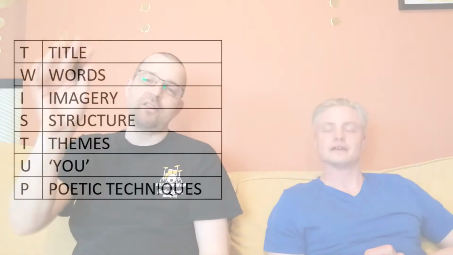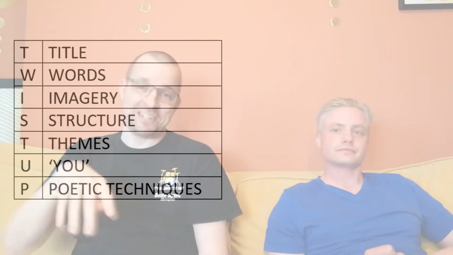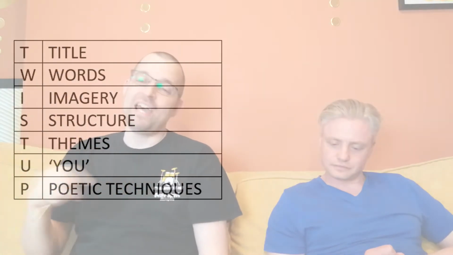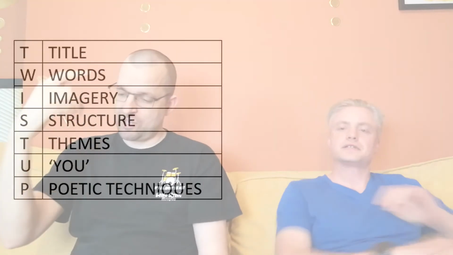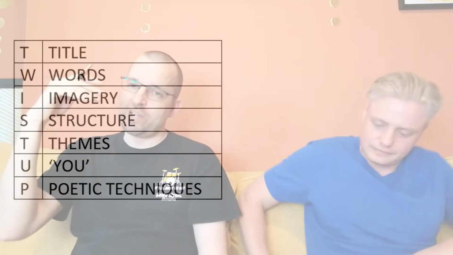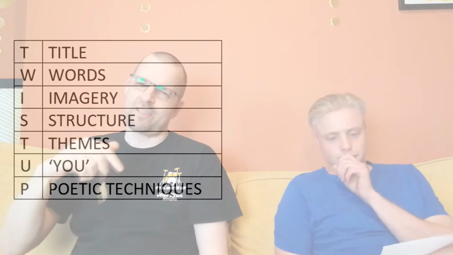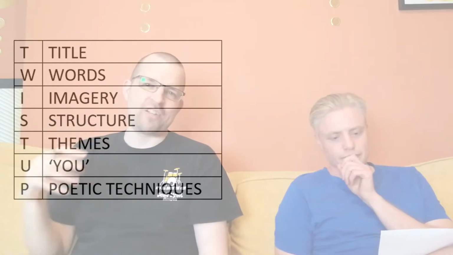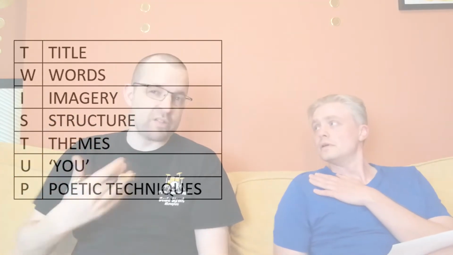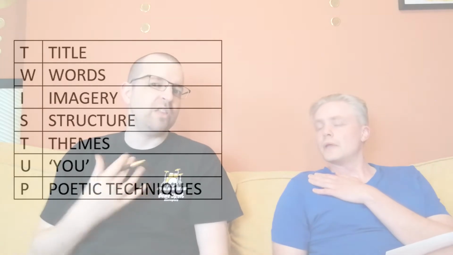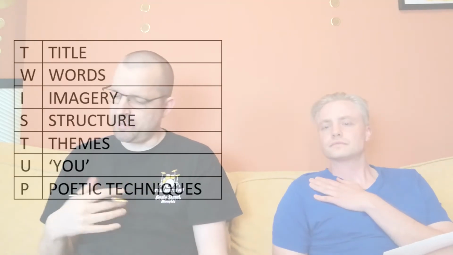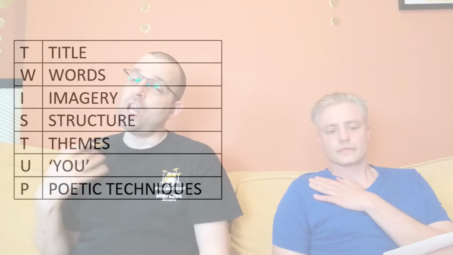What I'm going to do is put on the screen TWIST UP, so that the people who are actually interested in how we're going to do this will be able to see that we're going to be looking at it as title, words, imagery, structure, themes, and then the last two are a real stretch. The U is like your personal response, which we want to talk about as the audience or the audience's response when we're talking about poetry.